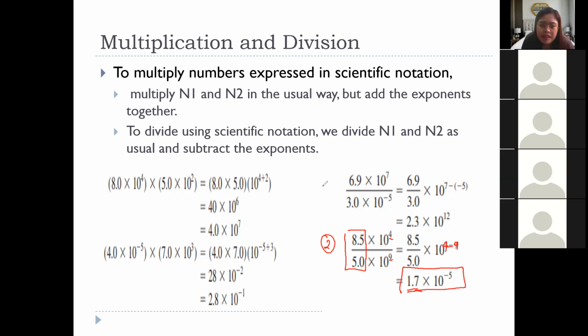Just like this, the same is also true for the first given. The one on top comes first, class. 7 minus negative 5. So, that is the difference between multiplication and division. In multiplication, we add the exponents. When it comes to division, we divide the N, and we subtract the exponents. Okay, questions? None po. None po, ma'am.